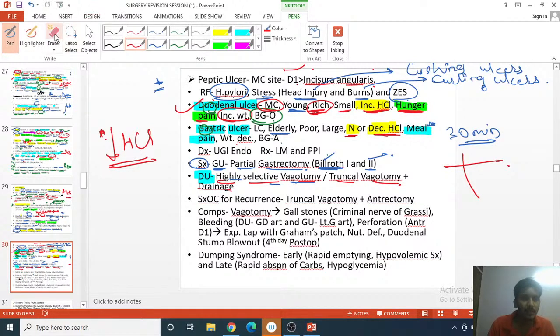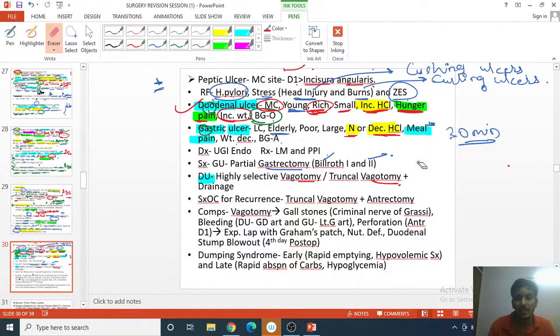So please remember, recurrence chances are higher in which surgery, highly selective vagotomy or truncal vagotomy? Recurrence chances are most commonly seen with, yes, highly selective vagotomy. So the highest recurrence is seen with highly selective vagotomy. Please remember. Okay, so Billroth 1, Billroth 2, anybody?